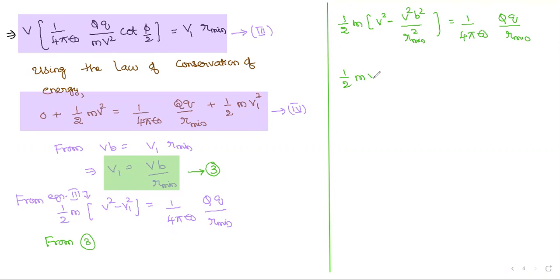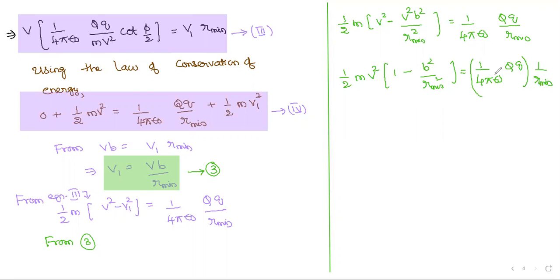So if I take half m v square also common, I will get 1 minus b square by r minimum whole square, is equal to 1 by 4 pi epsilon naught into q into, I write it as 1 by r minimum. Why am I writing like this? I have to eliminate many things now. I require the relation between b and r minimum. So all these things are unnecessary in this equation.